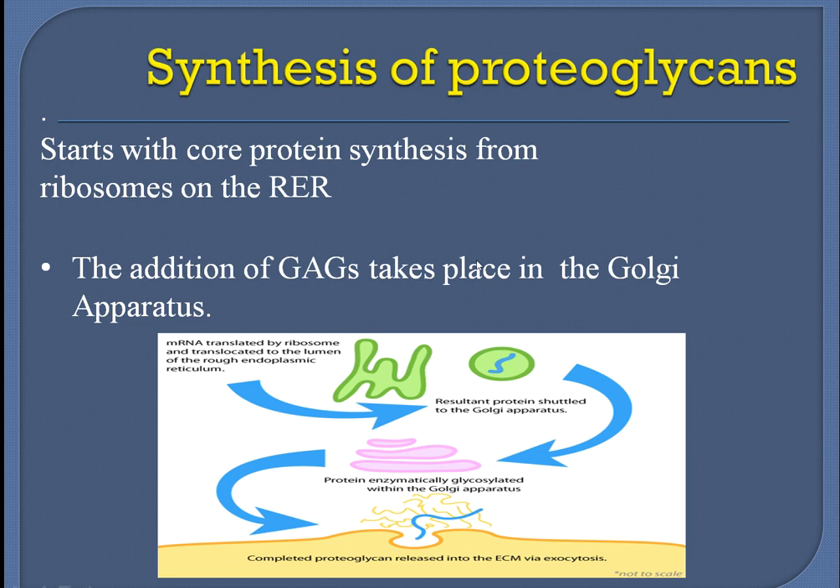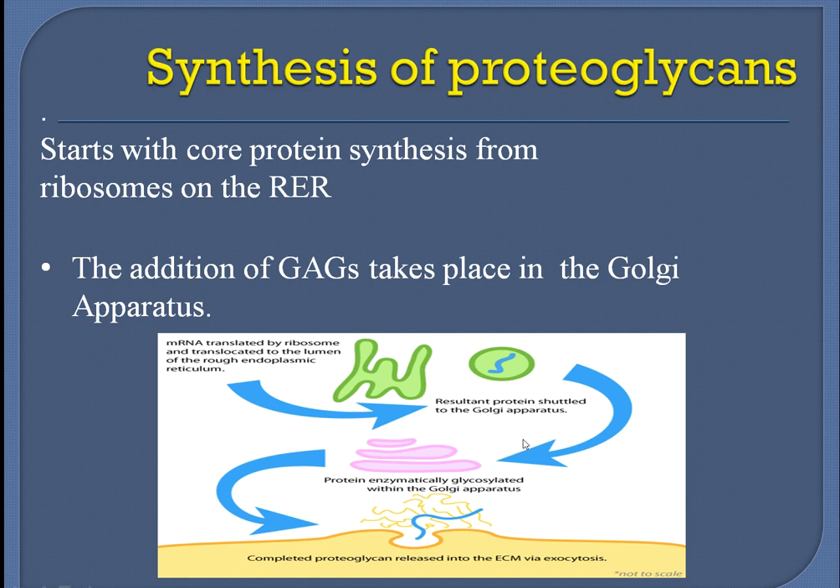How does the synthesis of proteoglycans occur? It starts with core protein synthesis from ribosomes on the rough endoplasmic reticulum. Here you can see the lumen of the rough endoplasmic reticulum, with synthesis from ribosomes on the RER, and the addition of glycosaminoglycans takes place in the Golgi apparatus.